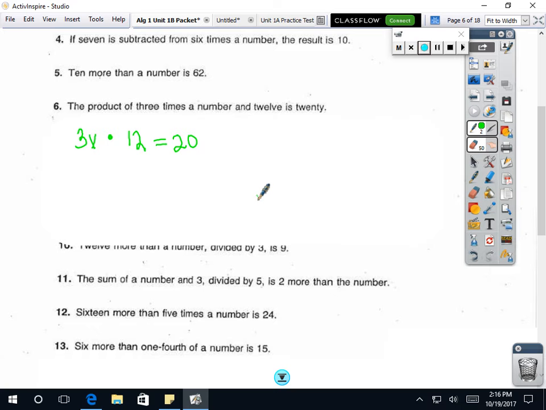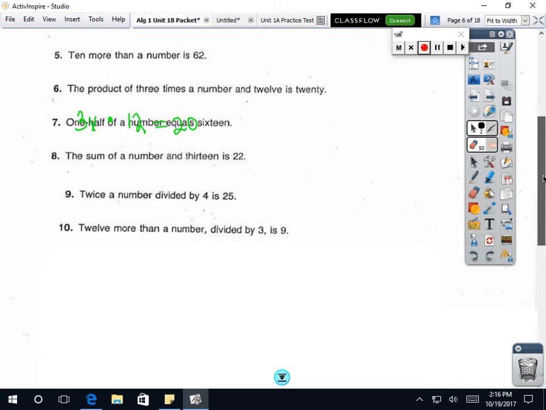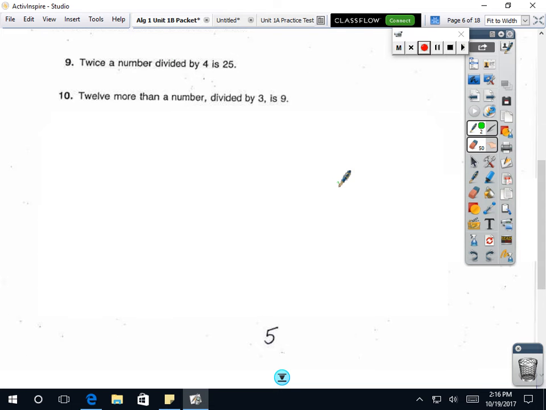Okay, what number did y'all say? 10? All right, number 10. 12 more than a number divided by 3 is 9. Okay, well, how do you write 12 more than a number?